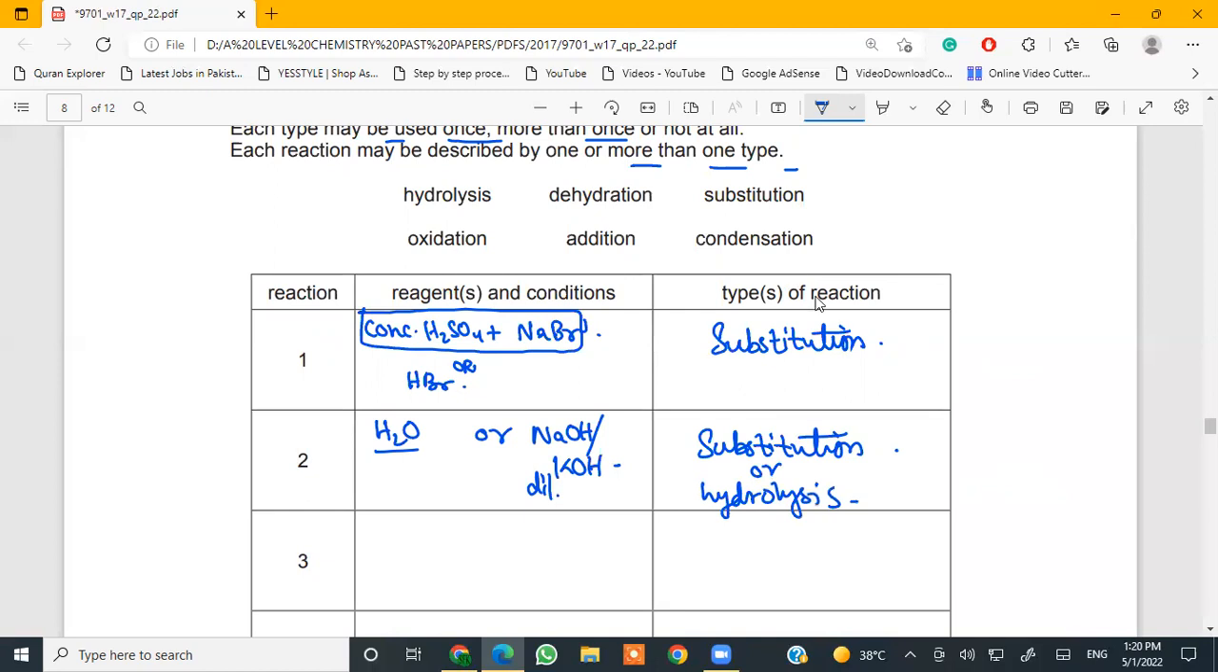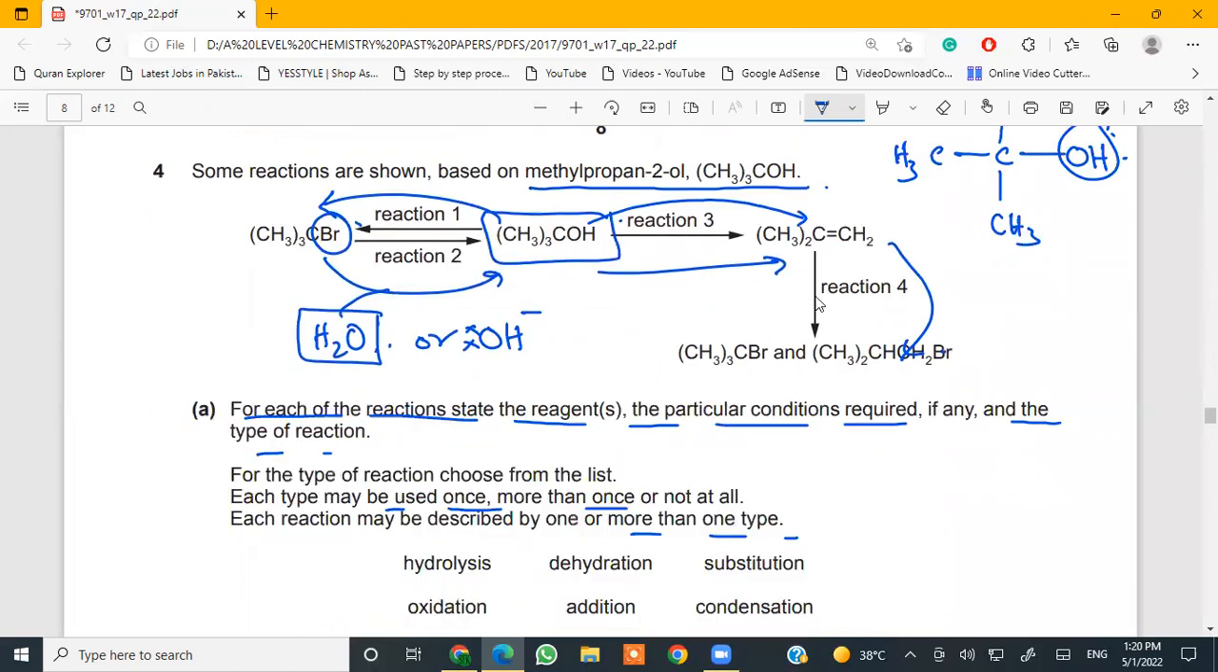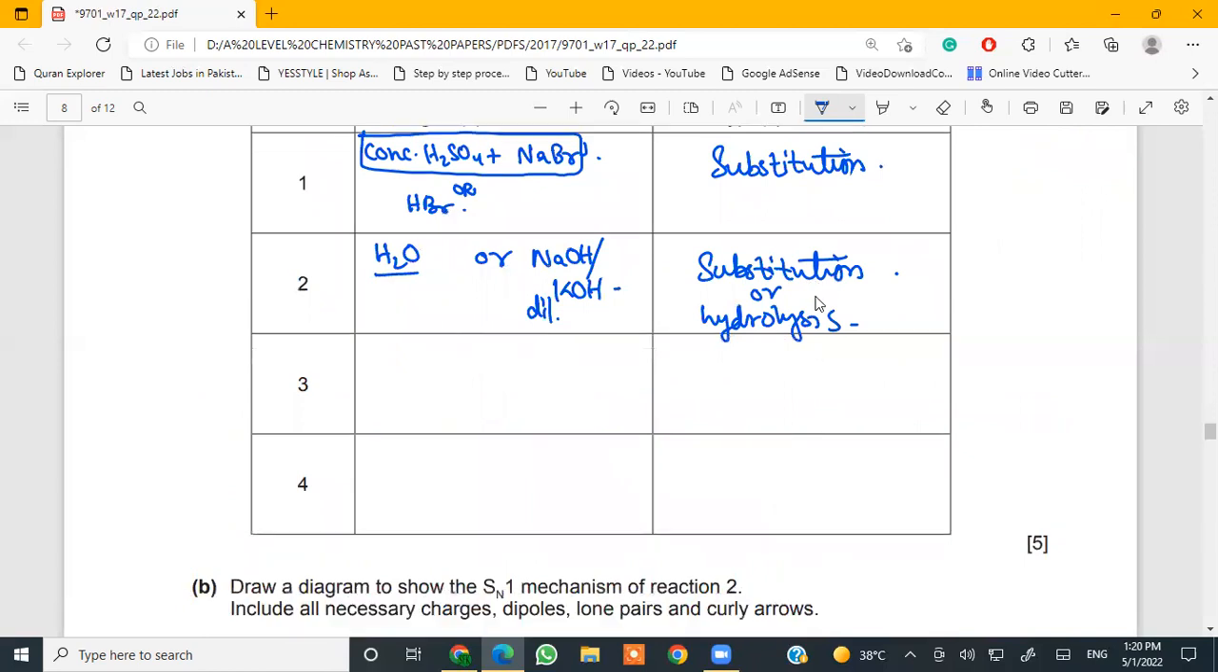Moving ahead. Part 3 says from the OH to an alkene. So this is a dehydration reaction, right? You're removing an OH, forming an alkene. So a dehydrating agent needs to be added. Dehydration is the type of reaction.